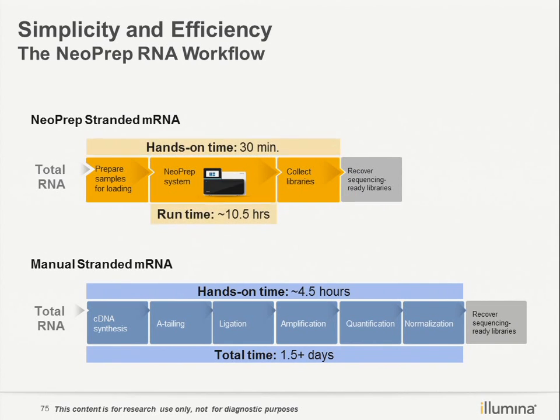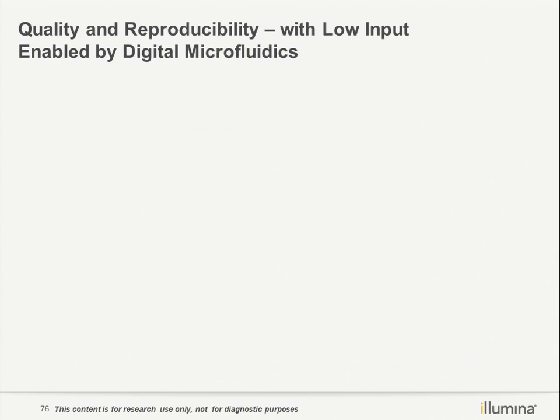So let's compare the manual work for this stranded mRNA library prep. It takes 1.5 days, with 4.5 hours hands-on time. Using NeoPrep, it takes 30 minutes hands-on and 10 hours total assay time, much faster.